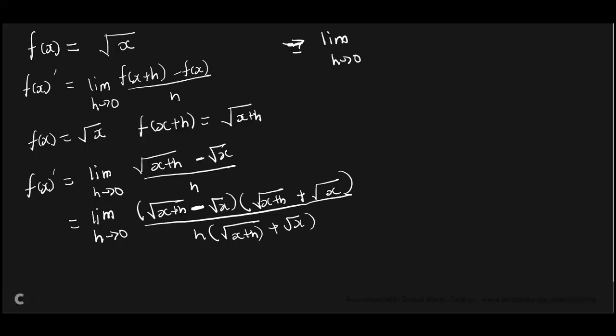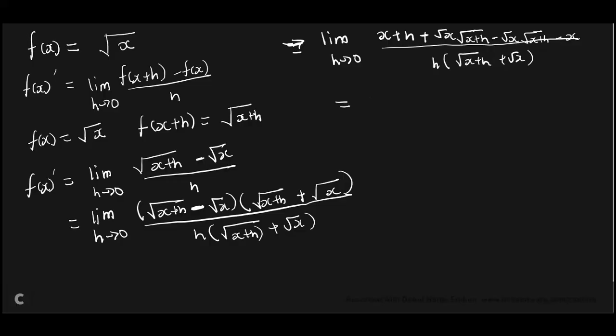So when you multiply everything, h is approaching that, right? So what will happen is that root of x plus h times root of x plus h, the answer is x plus h. Then plus root of x, then root of x plus h times minus root of x, like that, then minus x, over h, then root of x plus h plus root of x, like that.